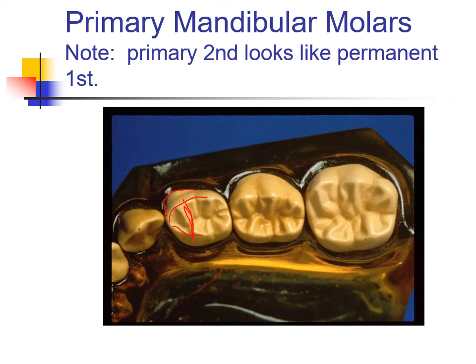The mandibular second primary molar will look more closely like a first permanent molar in that it has the same number of cusps, 3 cusps on the buccal, 2 cusps on the lingual, a mesial buccal groove, and a distal buccal groove, as well as a strong lingual groove.